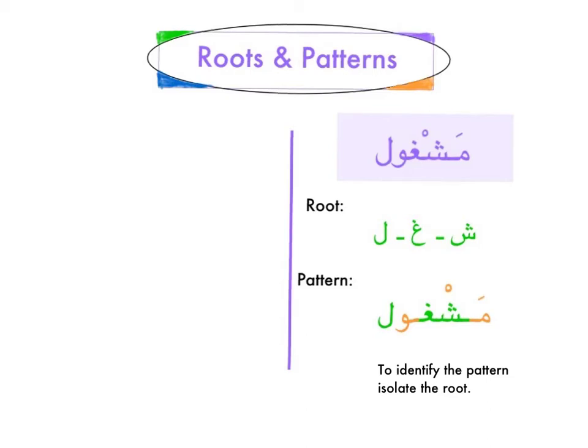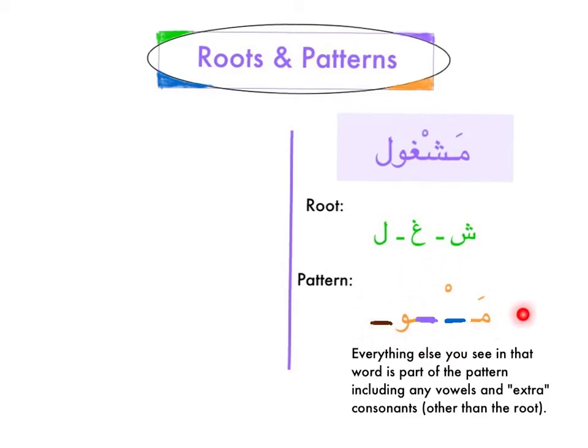So, if we look at our noun, مشغول, step 1 is to identify the root and isolate it. And as we said before, the root is shin, ghain, lam. So if we remove the root, everything else that you see, including any vowels or extra consonants, other than the root, of course, which is gone, is part of the pattern.